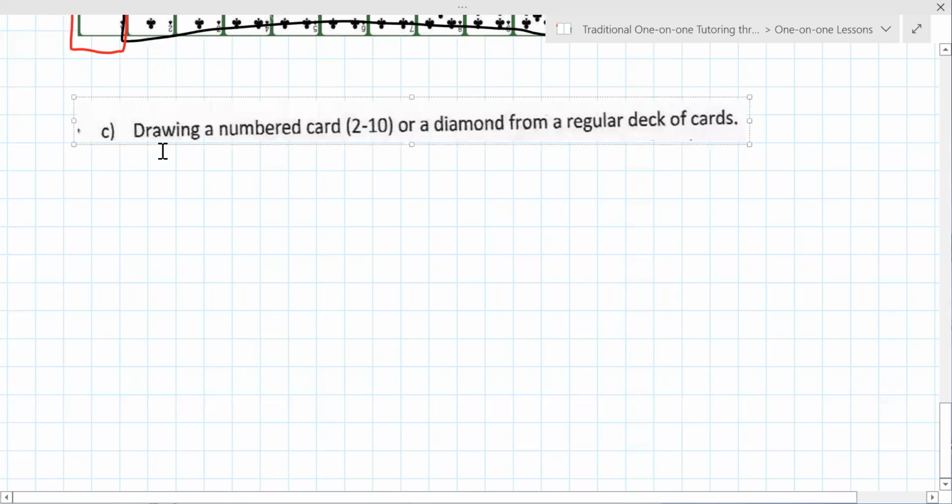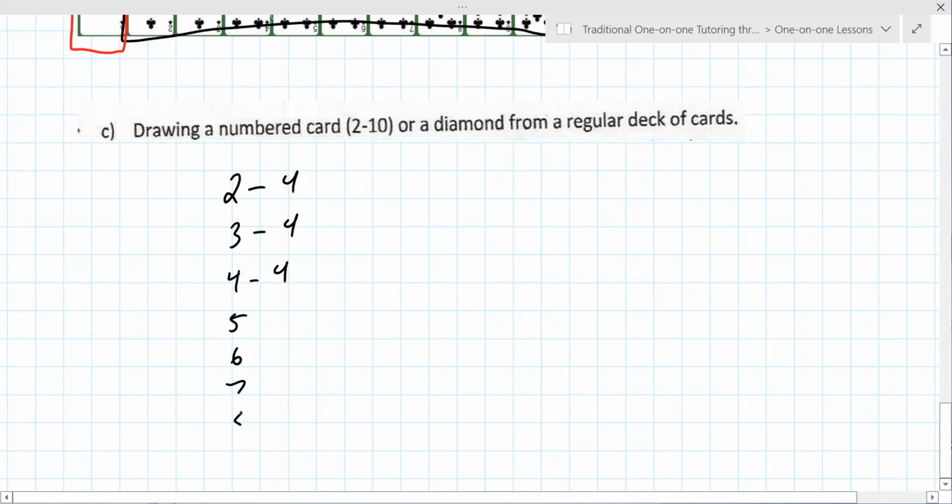So the other way is to ask, how many 2s are there? There's 4. How many 3s are there? There's 4. How many 4s are there? You're doing the same thing just without the picture.